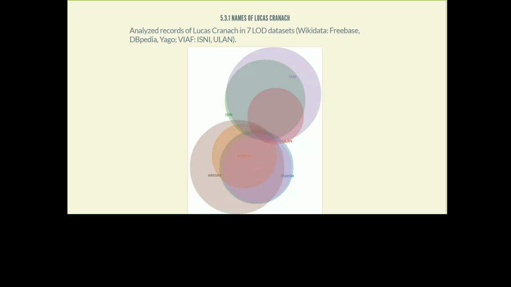The library data sets, which is VIAF here and ULAN and so on and so forth, have more name forms, whereas Wikidata and DBpedia and Wikipedia have more translations in different languages. Surprisingly, there's little intersection, which really is good because now you have more name forms.